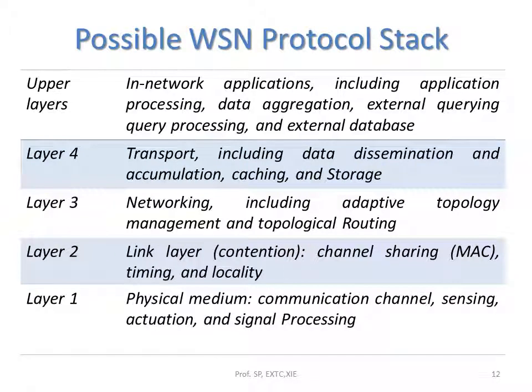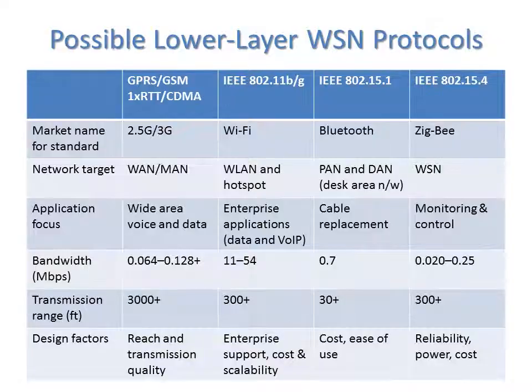Possible wireless sensor node protocol stacks: layer 4 is transport, including data dissemination and accumulation, caching and storage. Then layer 3 is networking, including adaptive topology management and topological routing. Layer 2 is the link layer, where channel sharing, timing and locality are handled. Layer 1 is the physical medium, where communication channel, sensing and signal processing are done.